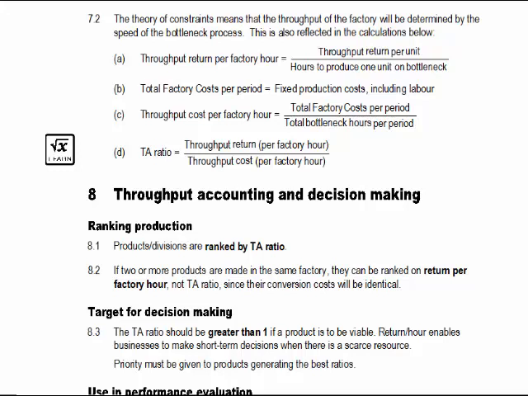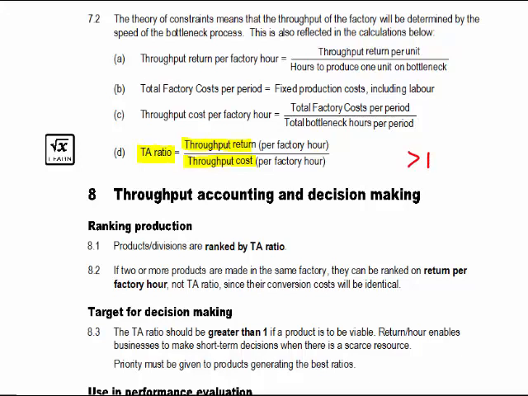Okay, now these look a little bit complicated, but really they're not. Let's start with the last one, which is the TA ratio itself. Now, remember I said that we're going to have the return over the cost. Let's just call that the throughput return over the throughput cost. And all we're doing really is comparing the two things. We need this to be greater than 1 in order for a product to be viable.